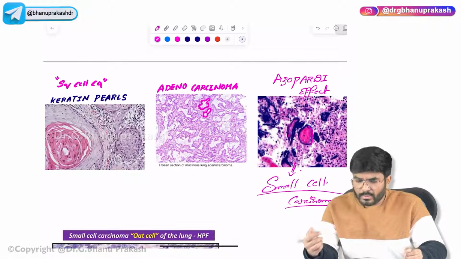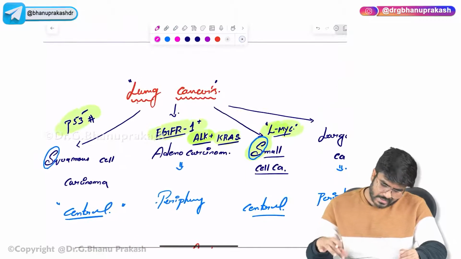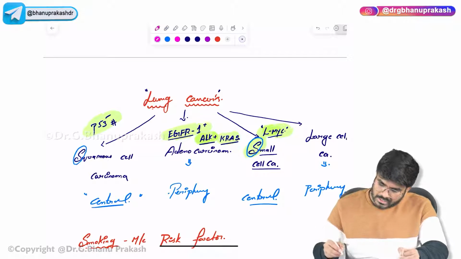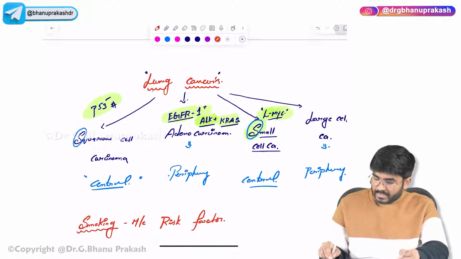Now, I forgot to add one more point. See, how many types of lung cancers are there? There are 4 types of lung cancers: squamous cell carcinoma, adenocarcinoma, small cell carcinoma, and large cell carcinoma. See, the small cell carcinoma is also having one more name, which is also very important. That's why I am adding here itself.